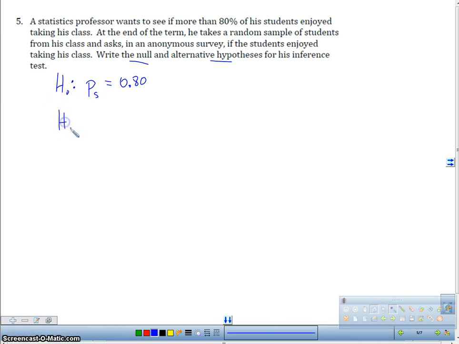And the alternative hypothesis, well, let's think about this for a second. We want to know if more than 80% liked his class. So we're going to make our proportion of students greater than 0.80. If this said to see if there was a difference, then we'd make that not equal to. If we wanted less than 80%, we'd say less than. Now, you could put less than or equal to, but again, some books are different. I choose to use the equal sign. All right, so those are the hypotheses for number 5.